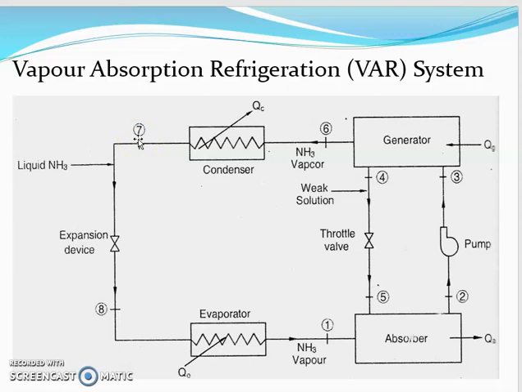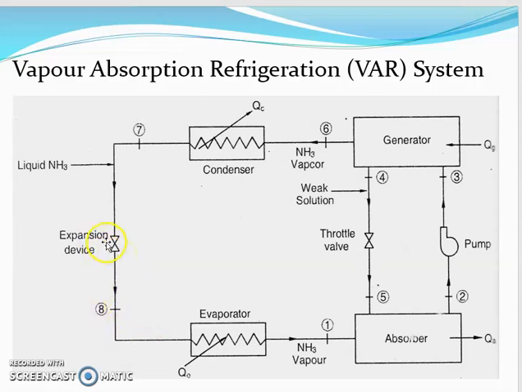To reduce the pressure of ammonia from higher pressure to lower pressure, we have expansion. Why? Because at the evaporator we have lower pressure, so we need to reduce the pressure from the condenser pressure to the evaporator pressure, and for that we have this expansion device or expansion valve. The high pressure liquid ammonia is allowed to pass through the narrow opening of the expansion valve or throttle valve, and this process converts the high pressure liquid into a very wet vapor at low pressure.